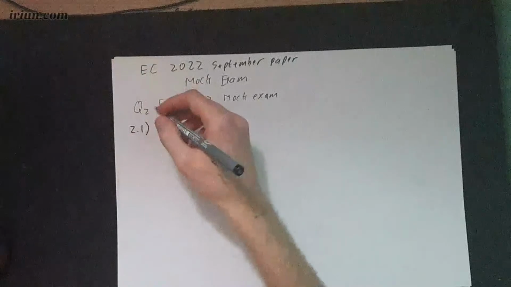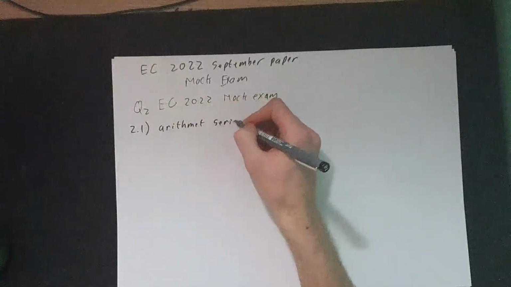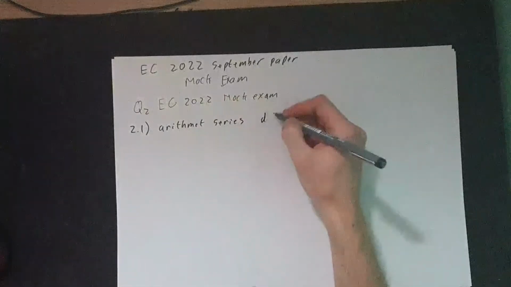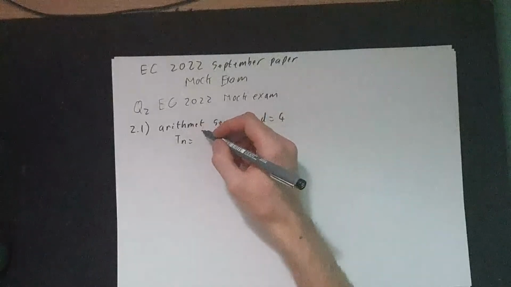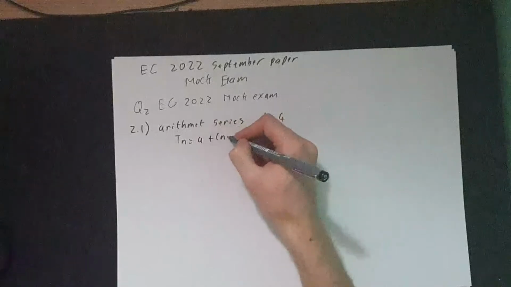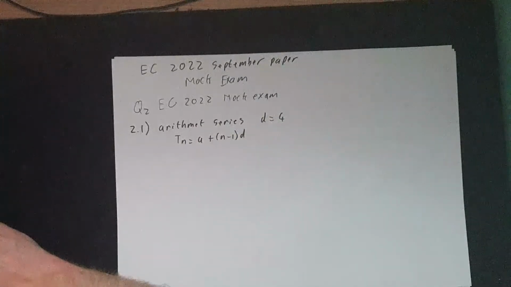Okay, so 2.1. The first thing we read there is we have an arithmetic series. It has a common difference of 4, which means we have Tn equals to, what's that? It's A plus N minus 1 times D. Yep, if I can remember correctly. Let me just look at the formula sheet quickly. I'm just pulling this from memory. Okay, so let me just get the formula sheet here. Yeah. Okay, so we have A plus N minus 1 times D.